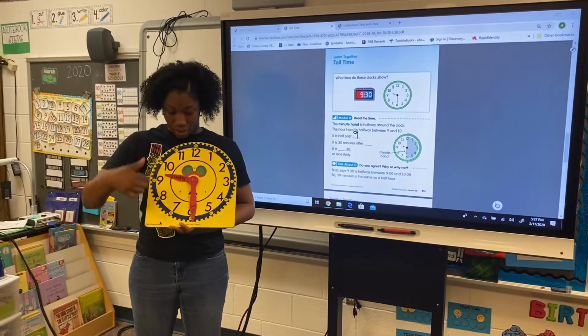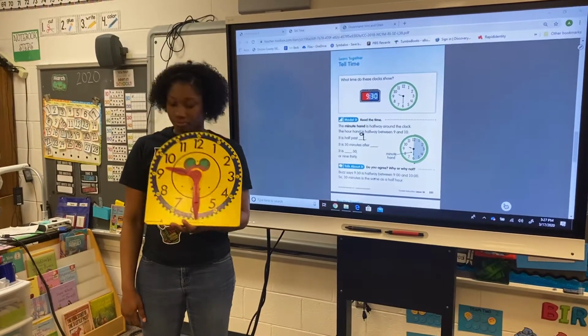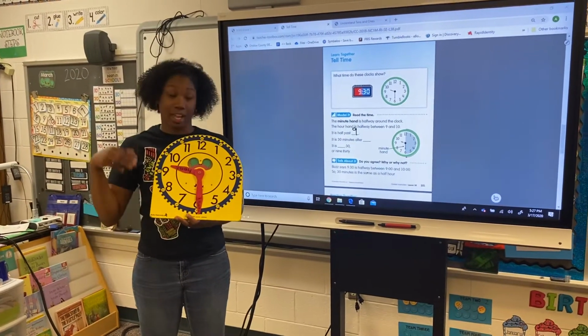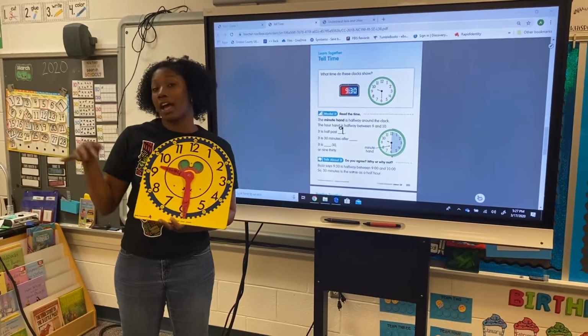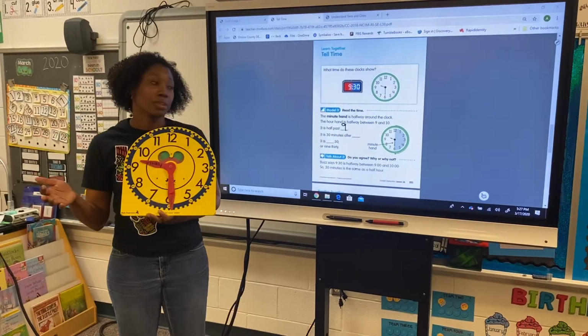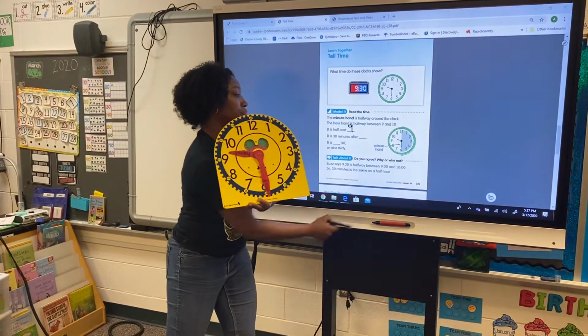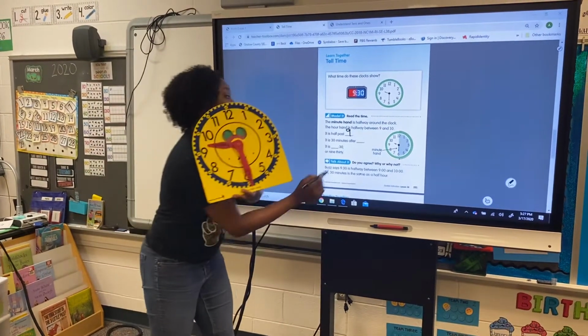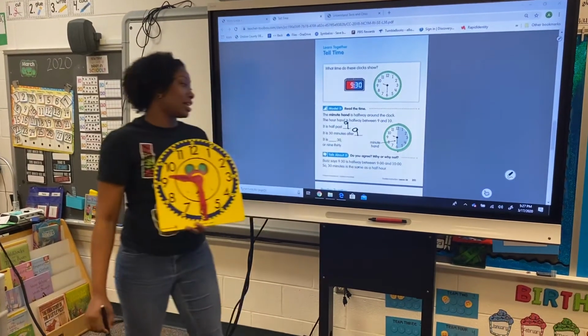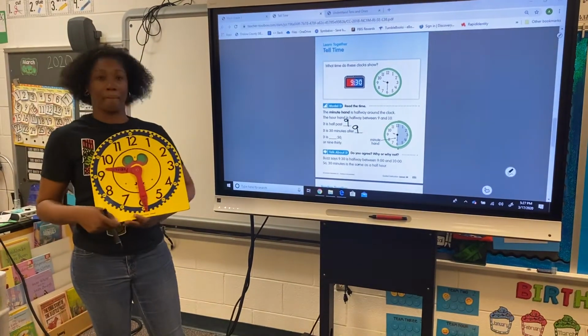So using this clock, what is it 30 minutes after? 30 minutes after the 8, 30 minutes after the 9, 30 minutes past the 2. Which one is it 30 minutes after? If you said 9, you are correct. It is 30 minutes after 9.